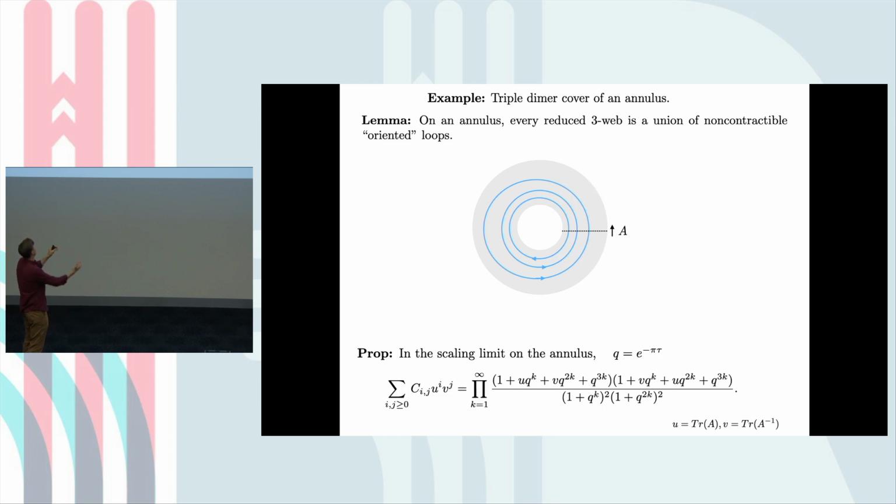So you take 3 dimer covers of the annulus, you superimpose them, and you reduce the corresponding cloud to a reduced web. So it's got a certain number of loops going clockwise, and a certain number going counterclockwise. If there are i going clockwise and j going counterclockwise, there's some probability of that event. And when you sum up the generating function over all i and j in the scaling limit, it again gives you an interesting formula, depending only on the conformal modulus of the annulus. It's again a conformally invariant quantity associated to an annulus.